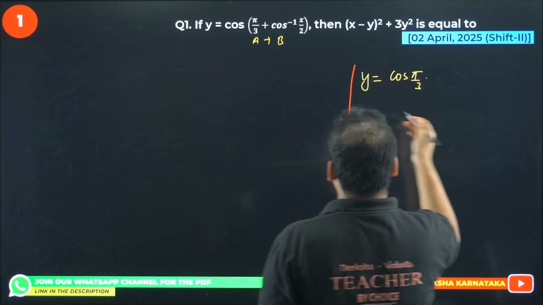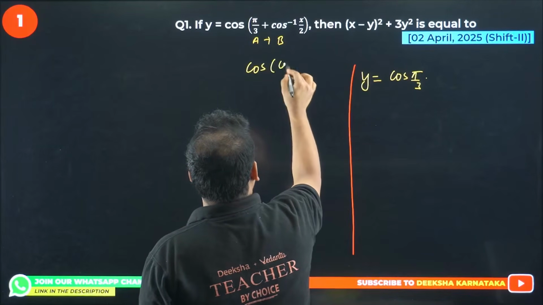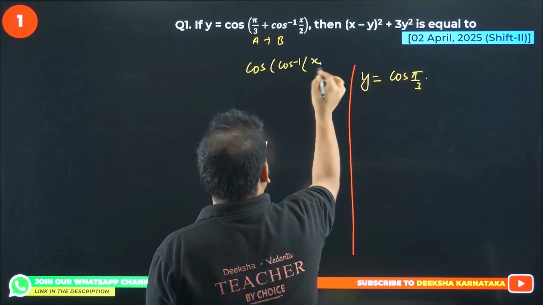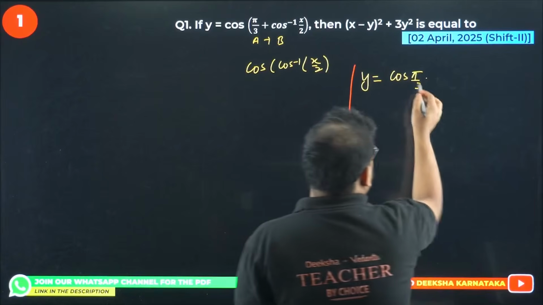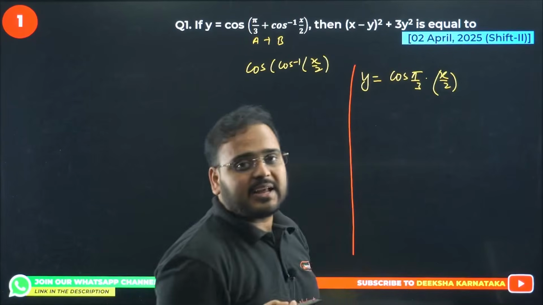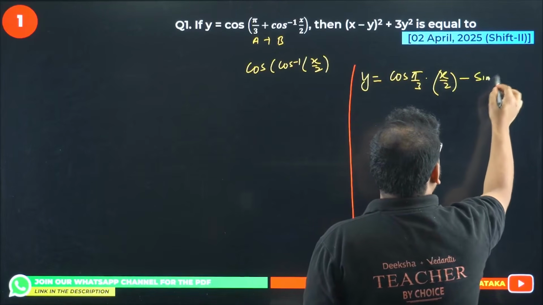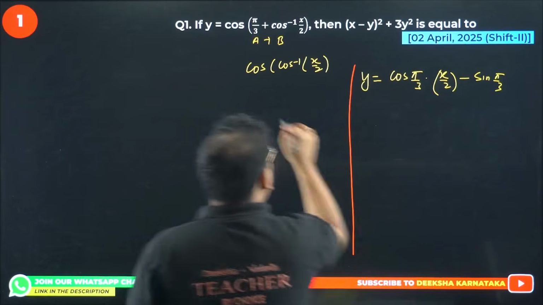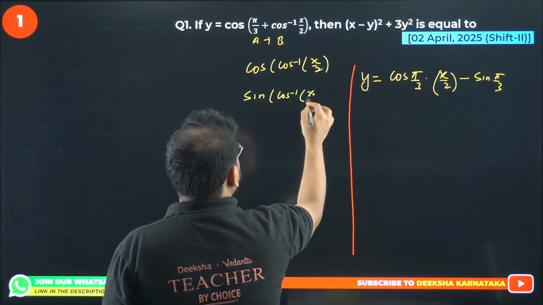When you do cos b, you'll have cos of cos inverse. What is that going to be? Remember, this is going to be simply x by 2. So cos pi by 3 into x by 2. Okay, next step, what is the next step? There comes a minus sign. Next you have sin pi by 3 and you'll have sine of cos inverse x by 2.